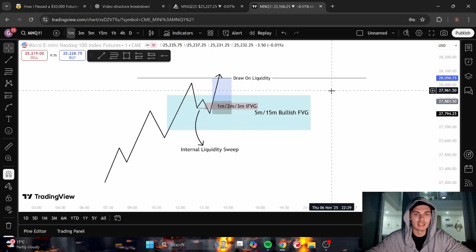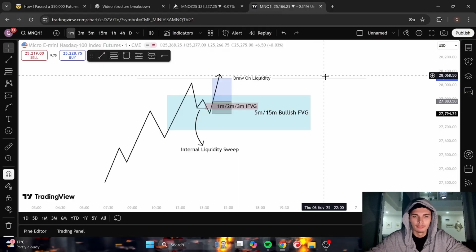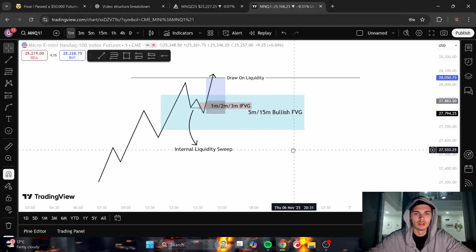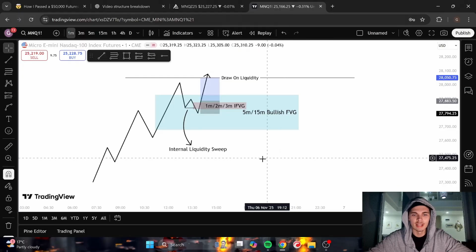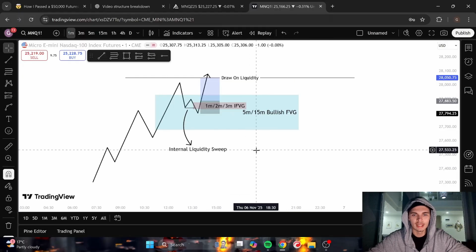Usually this model gives anywhere between 1 and 2R, and I wouldn't take anything less than 1R, unless it's a super certain situation, which I'll show you at the end of the video. But that's a quick run through the model, and it really is as simple as that. There's no need to make it any more complicated than this.